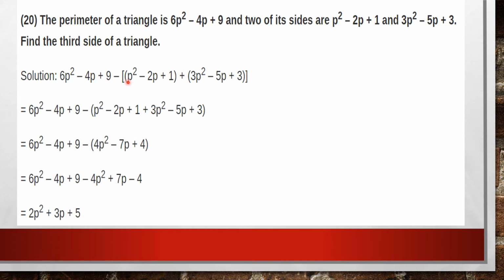Now we are going to subtract, and only then can we find the third side of the triangle. If you subtract, the minus sign goes inside, so minus 4p squared plus 7p and then minus 4. So 6p squared minus 4p squared becomes 2p squared. Minus 4p plus 7p becomes plus 3p, because we take the sign of the greater integer. 9 minus 4 is 5.